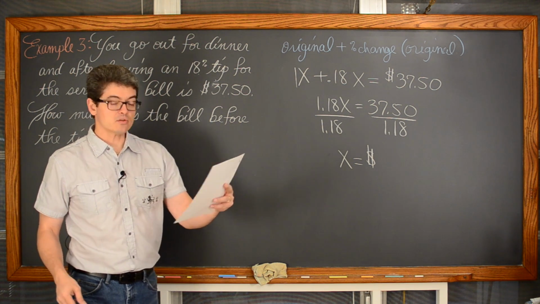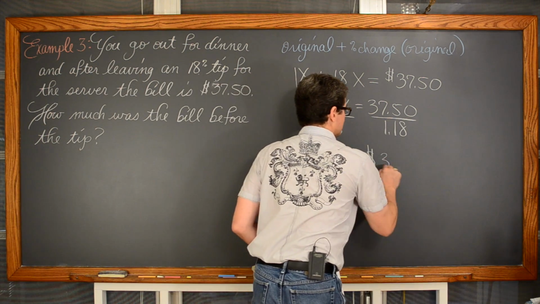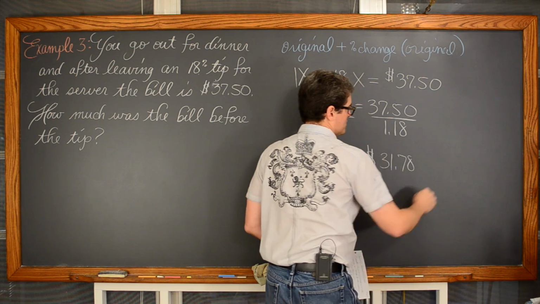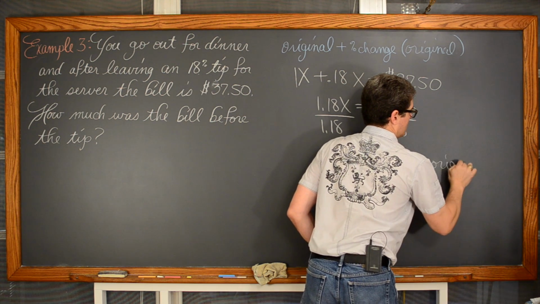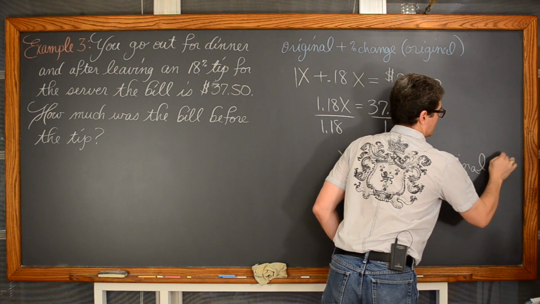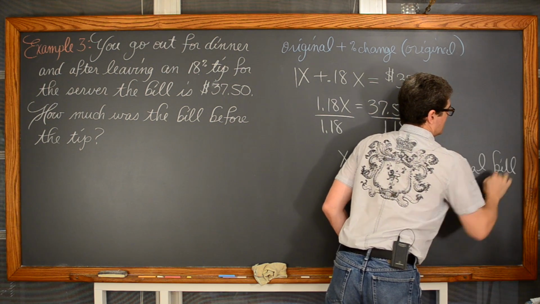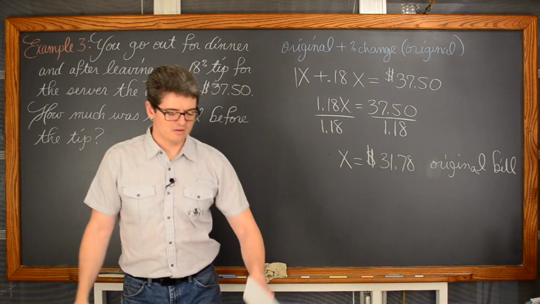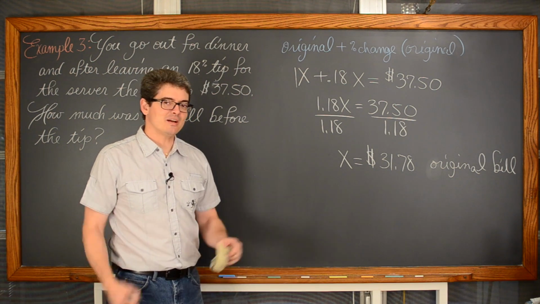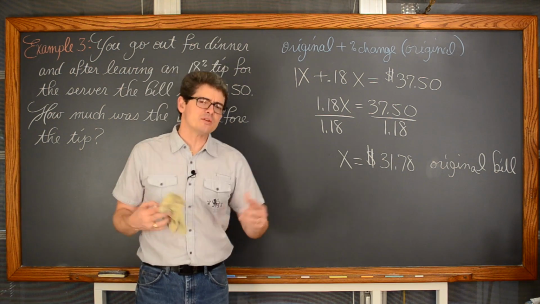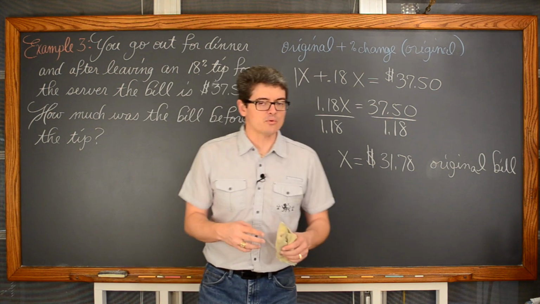Looking at the right spot. Yes, $31.78 is how much your original bill was. Should just write slower. Probably take the same amount of time anyway. As the original, that's the $31.78 is the original cost of the meal before the tip.